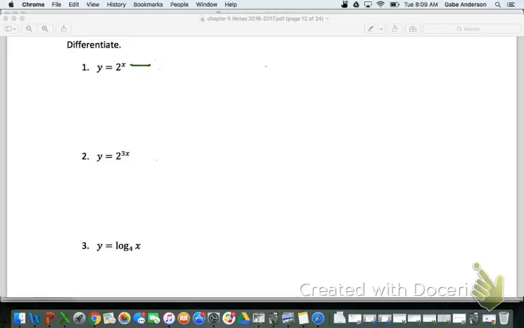We would recognize that the 2 is really in place of the a, and so we would write y prime equals ln of 2 times 2 to the x.